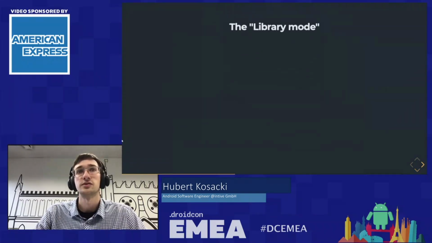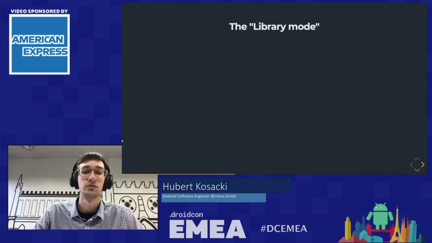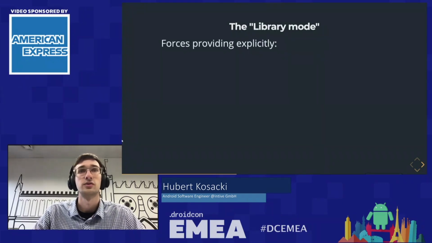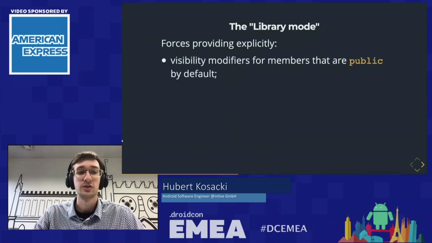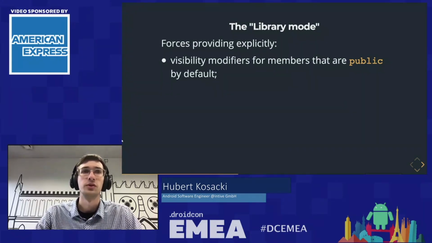And this feature is the so-called library mode that can be enabled in your project when writing code, especially in your libraries. When you enable this mode, it will force you to explicitly provide the following. First, the visibility modifiers for the members that are public by default. So for example, when you simply omit the visibility modifier, this will result in an issue found by the compiler.